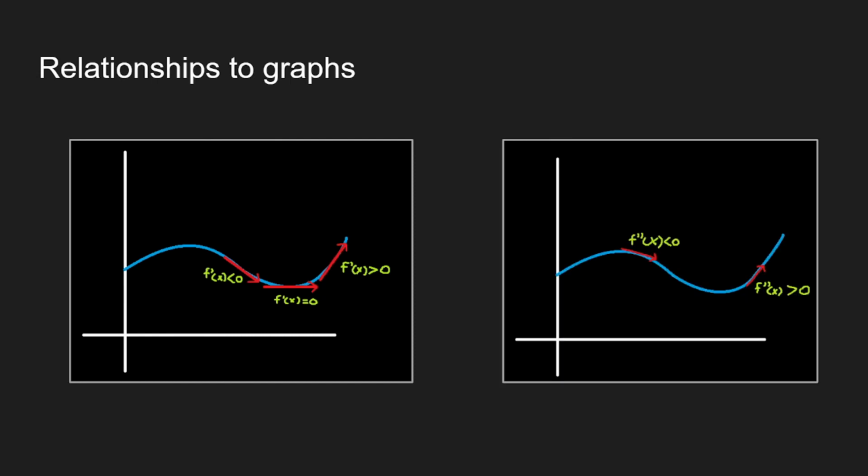The second derivative is useful in finding the concavity of a line. That is, if the first derivative is getting bigger or smaller. If the second derivative is negative, the slope is decreasing, and if it's positive, the slope is increasing.